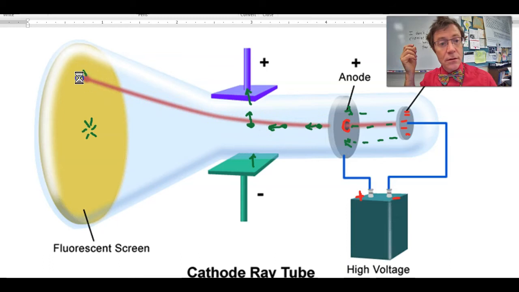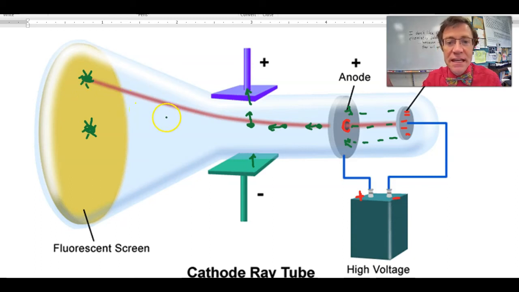So when this positive and negative plate were turned off, unplugged from the battery, he had a mark here. As soon as he turned them on, he had a mark here, which was definitive proof that whatever this stuff is, it's coming out of atoms, and it's negatively charged.